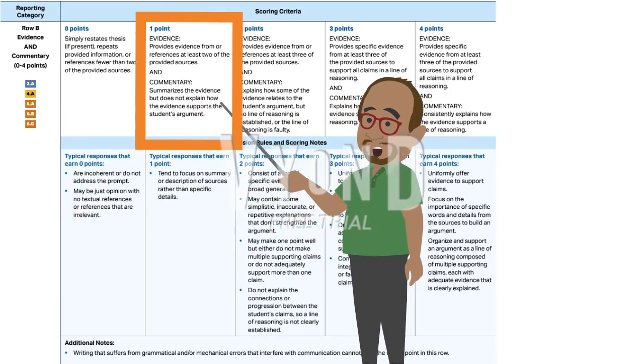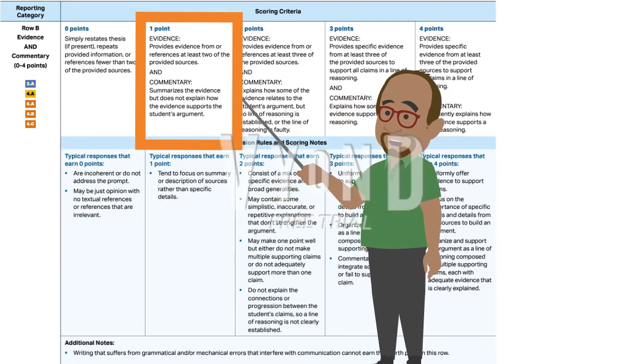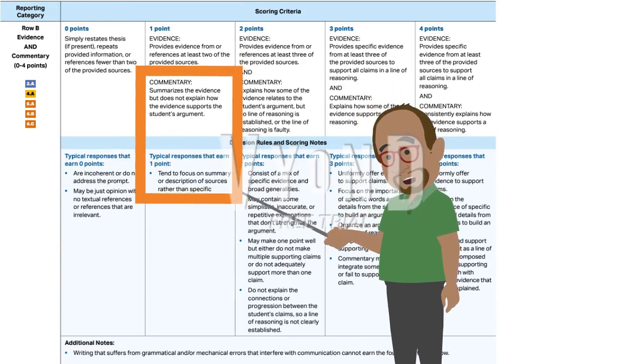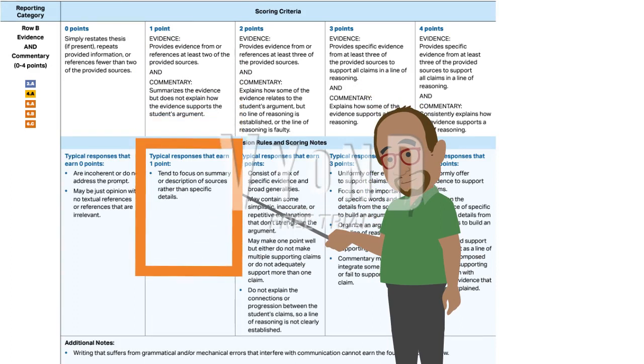Essays that earn 1 point in this category have either provided evidence from or at least referenced 2 of the provided sources. The student may have summarized the sources without explaining how they support the student's argument. This category is what I like to call your typical book report response. The student knew how to summarize the sources but didn't understand how to use them to support a claim.